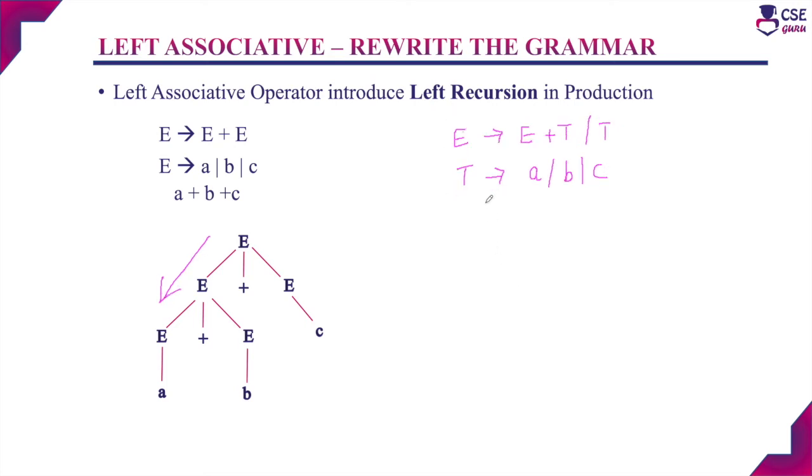So now using this unambiguous grammar, we will construct the parse tree. E derives E plus T. Next, for this non-terminal, E derives E plus T. Next, for this non-terminal, E derives T and then T derives A. And for this non-terminal T derives B. And this non-terminal T derives C. So now we have derived the string A plus B plus C. If you are considering this grammar, this is the only parse tree we can construct for this string using this grammar. So this is an unambiguous grammar.